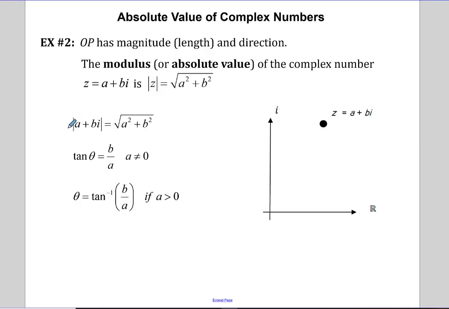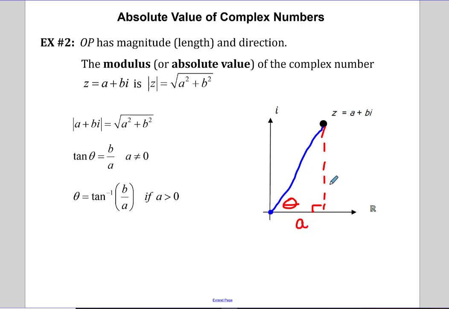Example 2. We're talking about the modulus, or the absolute value of a complex number. So let's say we have a segment OP that goes from the origin out to some point P that has a magnitude, which is a length, and it also has a direction. So if I want the modulus, which is the absolute value, I can find that by figuring out the length of the hypotenuse. So it's not very new information, it's just new symbols.